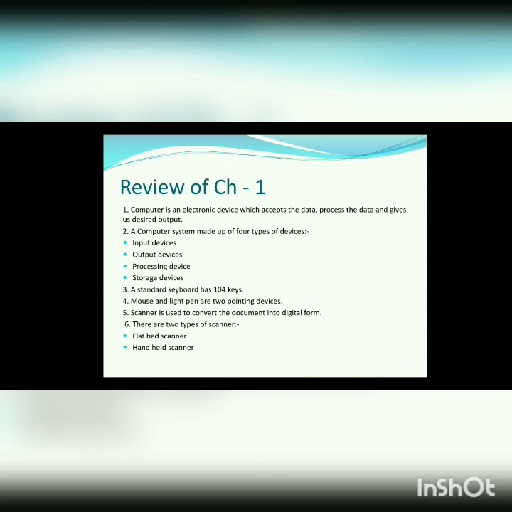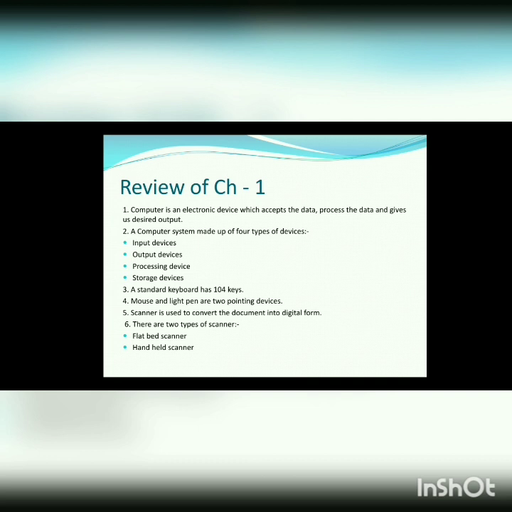Now we will know computer system is made up of 4 devices: input devices, output devices, processing device and the storage devices. Input devices: we know that computer has no IQ. It is a device and it has no IQ and it needs instructions from the user to perform the action. For that purpose, input devices are used. Keyboard, mouse, joystick, scanner, digital camera, light pen. These are known as the input devices.